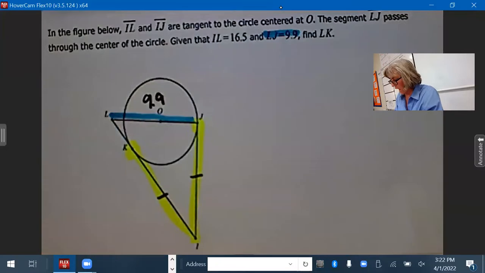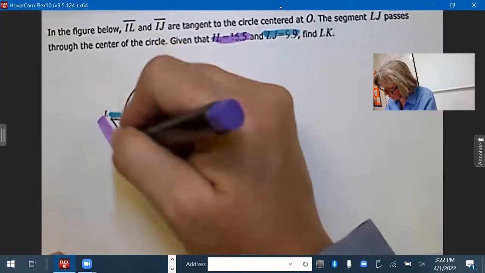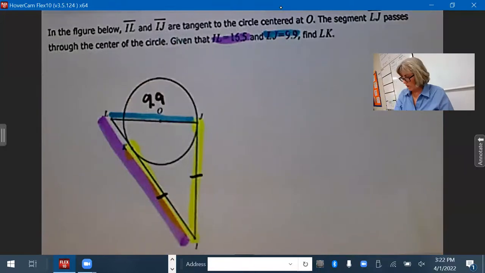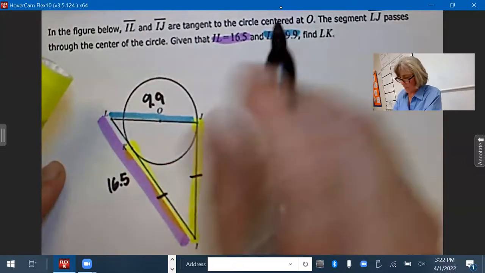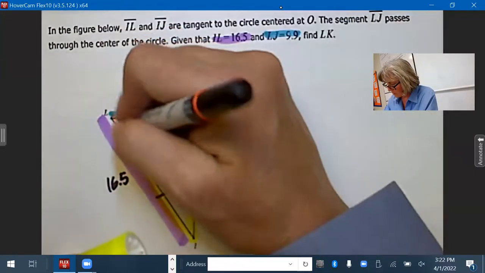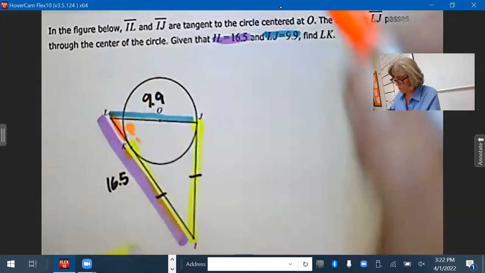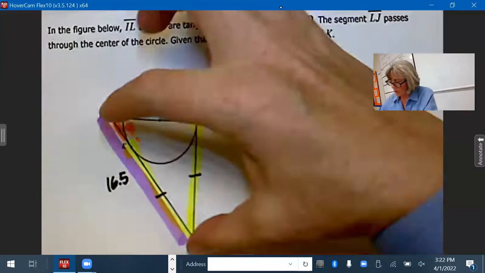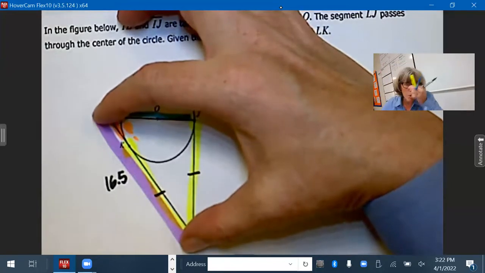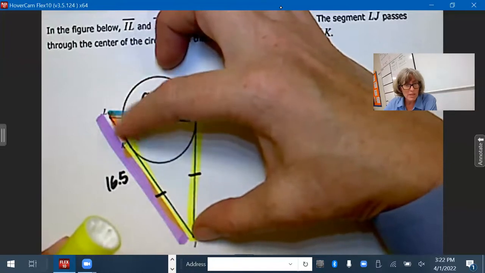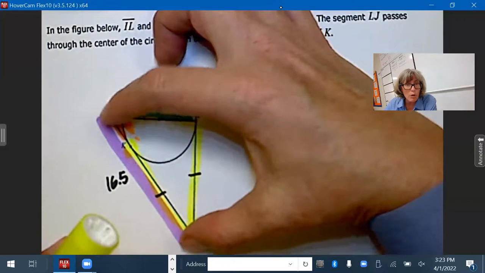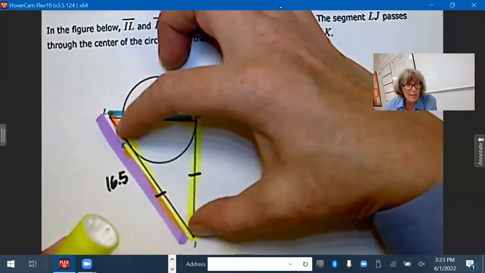And we are told that IL, which is this whole thing, IL is 16.5. We're trying to find LK, which is just this orange question mark. Now you can see here, go like this with your fingers. If we get the purple, which we have, and we find the yellow, which we don't have, to get this orange, it's simply purple minus the yellow will get us that orange piece.